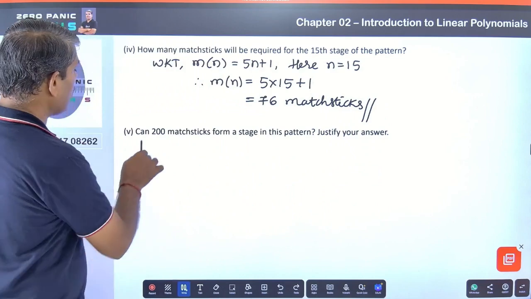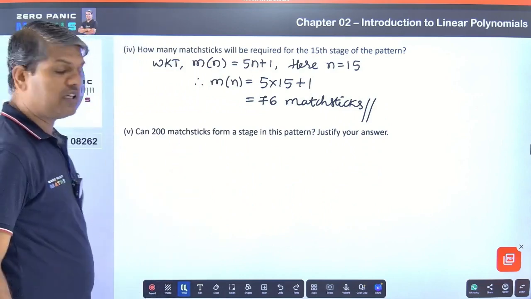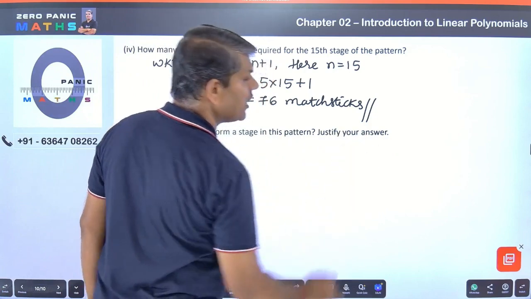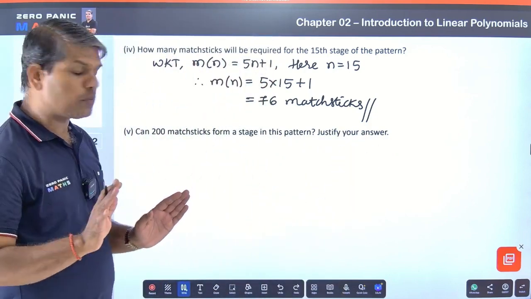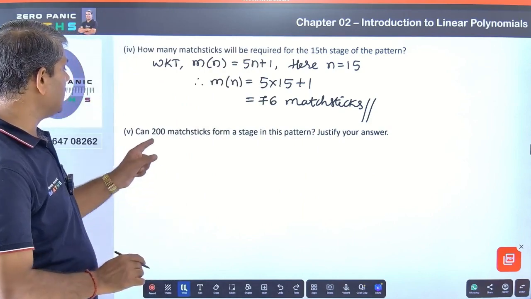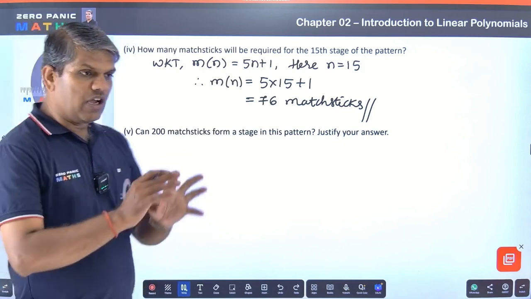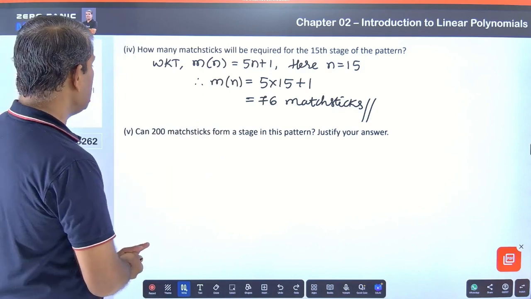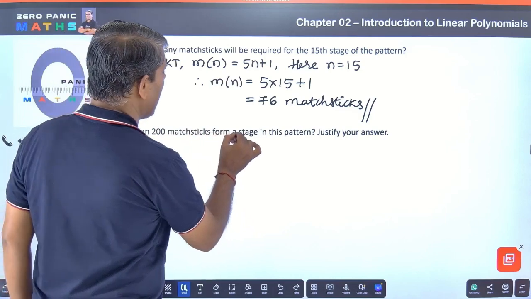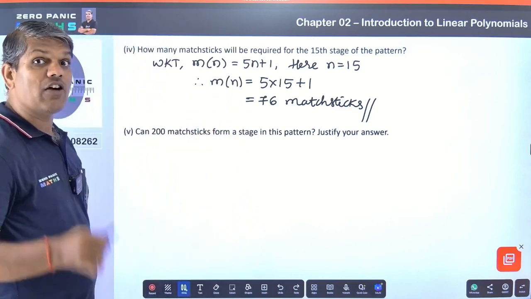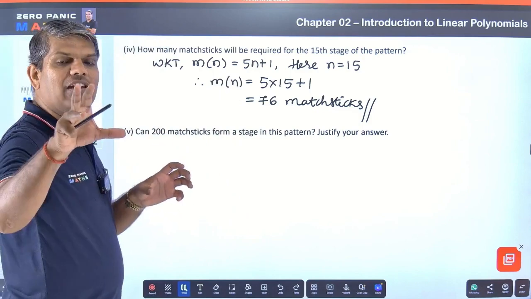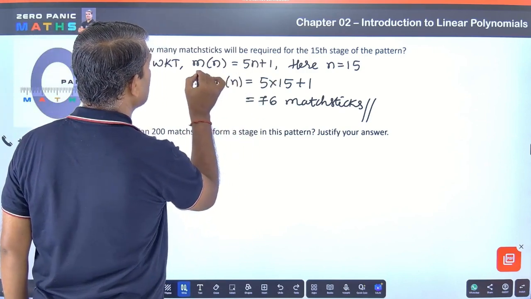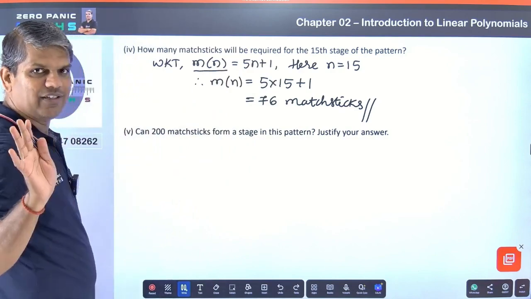Understood this? Now look at the fifth part of this question, that is, can 200 matchsticks form a stage in this pattern? Justify your answer. Now looking into this problem, listen to me carefully. It's very, very important. They are asking whether 200 matchsticks can form a pattern of this kind or not. First of all, if you have 200 matchsticks and you have to find out the stage where 200 matchsticks can form this pattern, it means that you should be finding the value of n given m of n is equal to 200. You understood this?